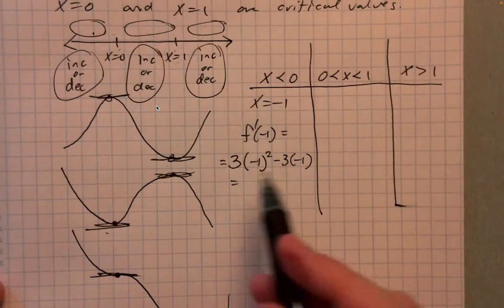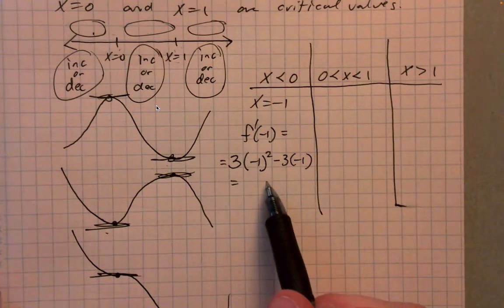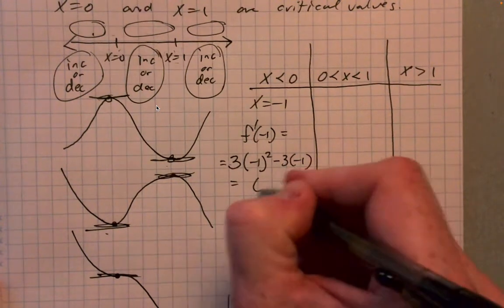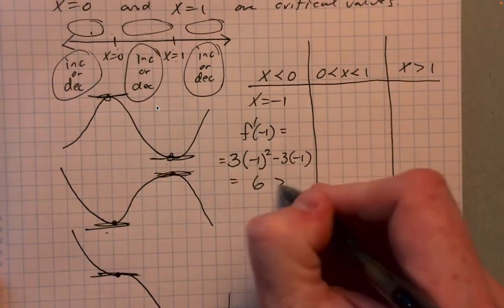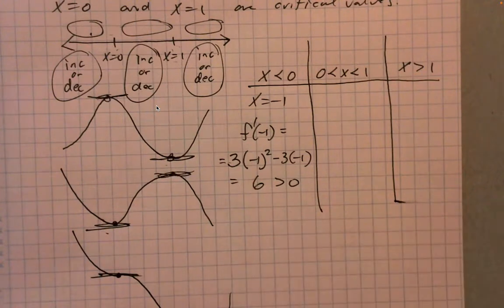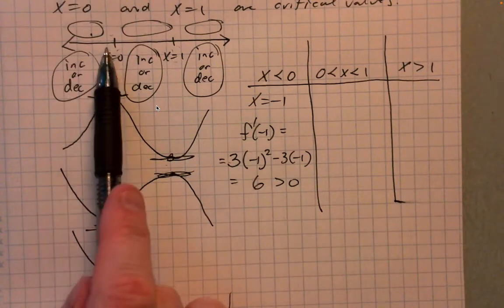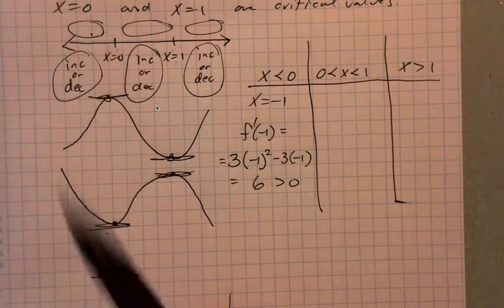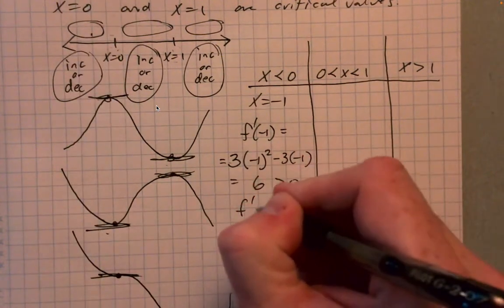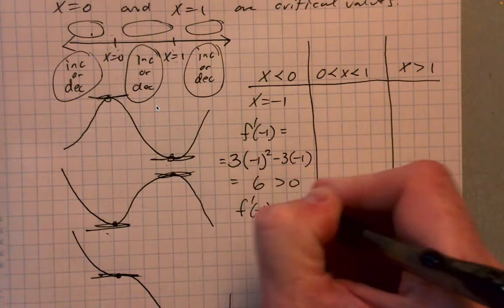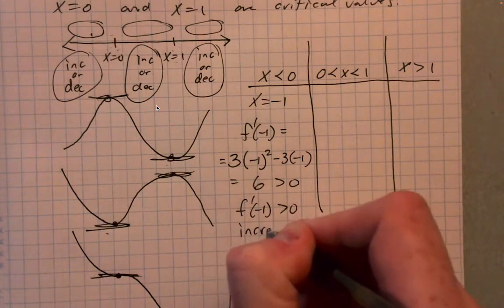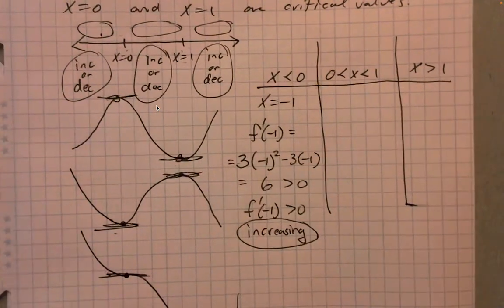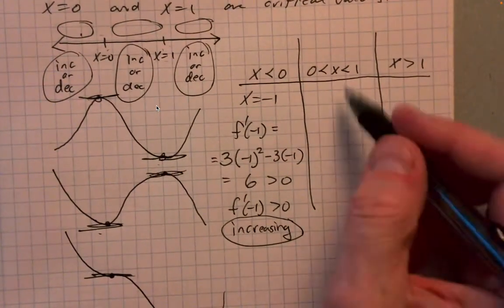And you'd get about 6, right? So this would be 3 plus 3, so 6. That's positive, so it's greater than 0. What does that mean? Well, that means on this interval here, the derivative is positive. So f prime of -1 is greater than 0, means it's increasing in that region.